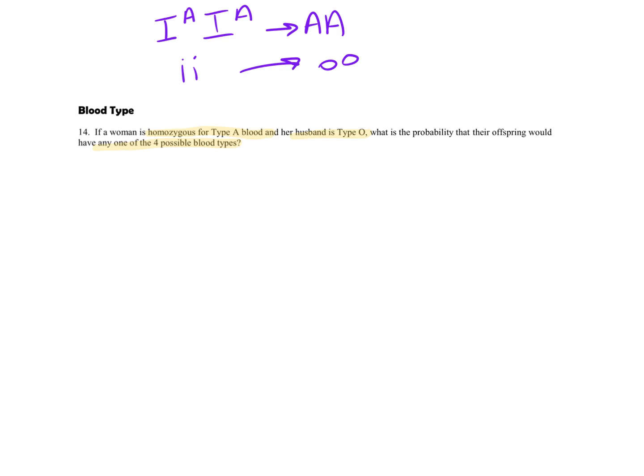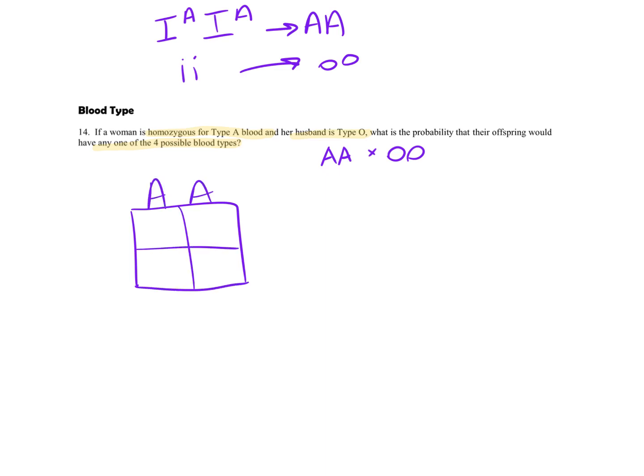So if mom is homozygous type A, we're going to remember homo means the same. So that means she's big A, big A. And if dad is type O, that's the recessive. So the only way for him to be type O would be to be double O. As we've been doing, I'm going to make a Punnett square. And I'm going to do A on top and O on the bottom, and then top and side.